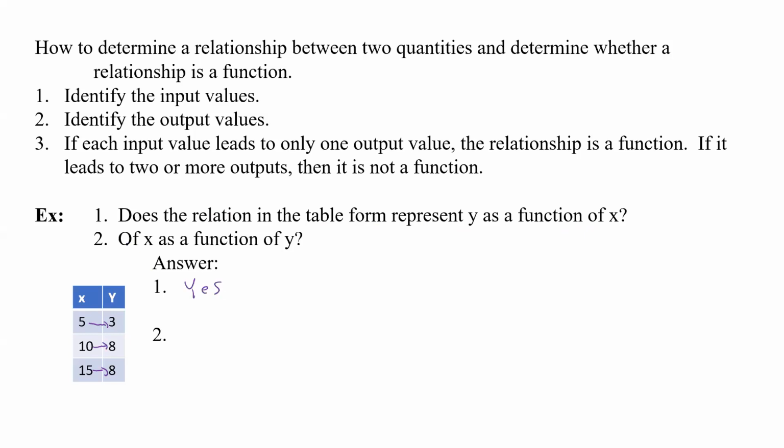Now, what about this one? x as a function of y. So now this is going to be our input, and this is going to be our output. So we're going the opposite direction. So now when we go the opposite direction, 3 goes to 5 is fine, 8 goes to 10, and 8 goes to 15. Now remember, those two 8s are the same 8. They're not different. And so what we could have done is we could have redrawn this as x, y, and we could have said, well, 5 to 3 and 10 to 8. Oops, 8, not 10.